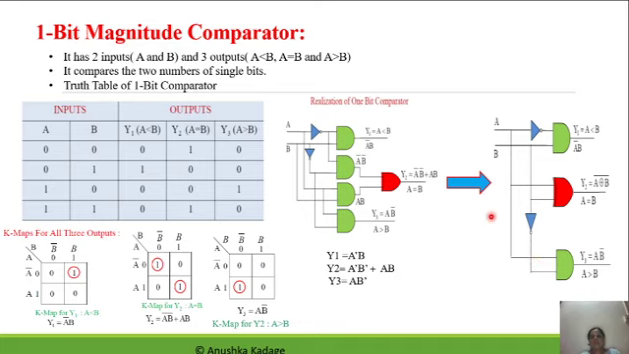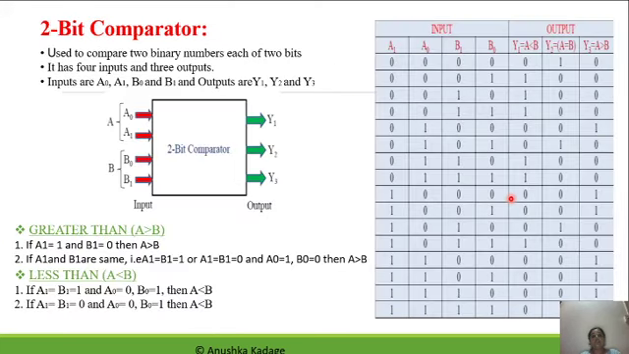That means here, instead of using two separate AND gates and one OR gate, it has been simply implemented by applying only a single XOR gate. This is a simplified diagram of the 1-bit magnitude comparator digital logic circuit representation. Now we will move towards the 2-bit comparator.